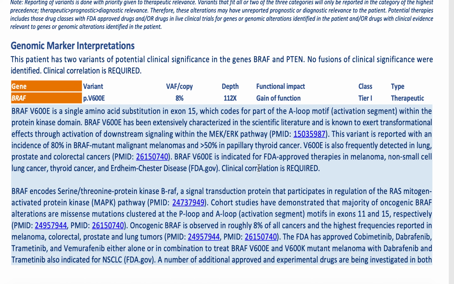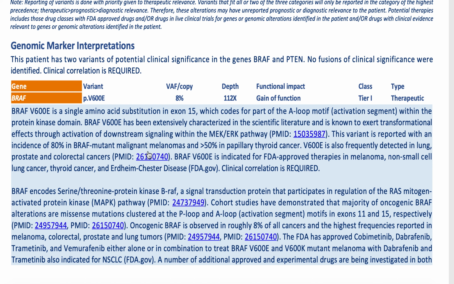Following this information, there are a few paragraphs getting into the detail of the effect of the variant, its connection to cancer, a description of the protein each gene encodes, and its function in the cell normally, as well as a brief summary of its connection to FDA-approved therapies or experimental therapies.